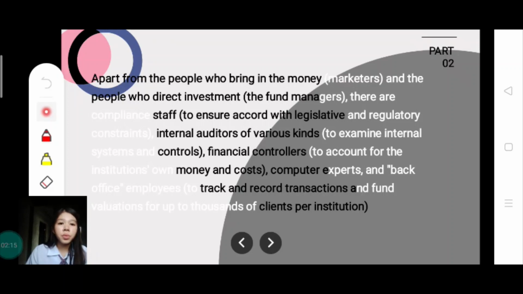managers, there are compliance staff to ensure accord with legislative and regulatory constraints, internal auditors to examine internal systems and controls, financial controllers to account for the institution's own money and costs, and computer experts and back office employees to track and record transactions and fund valuation for up to thousands of clients per institution. So, industry scope, ito yung mga different scope ng pag-i-invest. Ito yung mga tao na kasali o kabilang sa investment management.